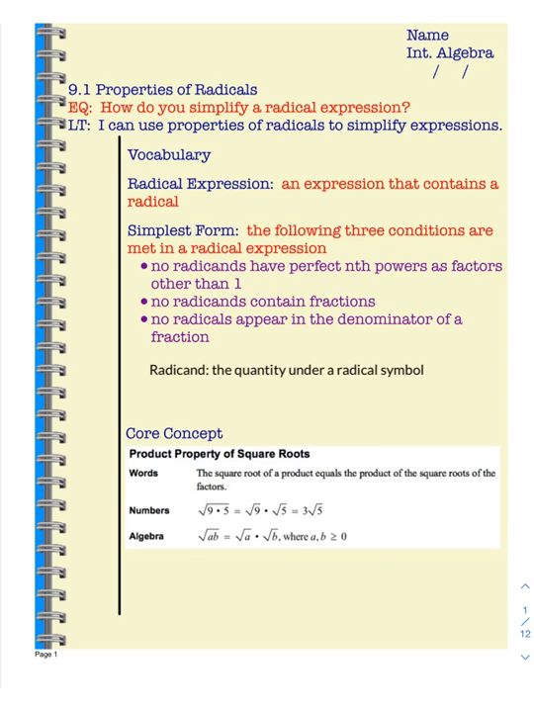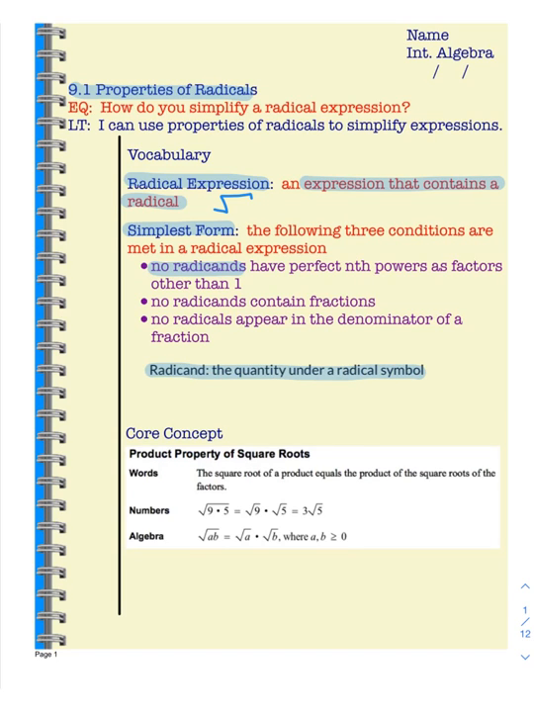Alright, today's notes are going to be on the properties of radicals. First off, a radical expression is an expression that contains a radical. Remember, a radical is a symbol that looks like that. A radical is in simplest form if no radicands... Side note, a radicand is the quantity under a radical symbol.